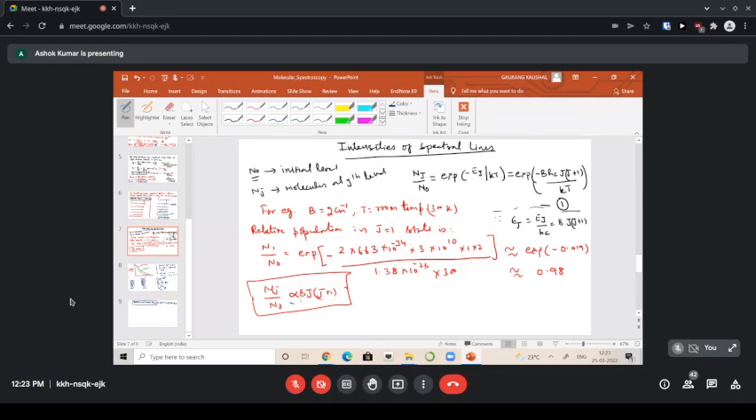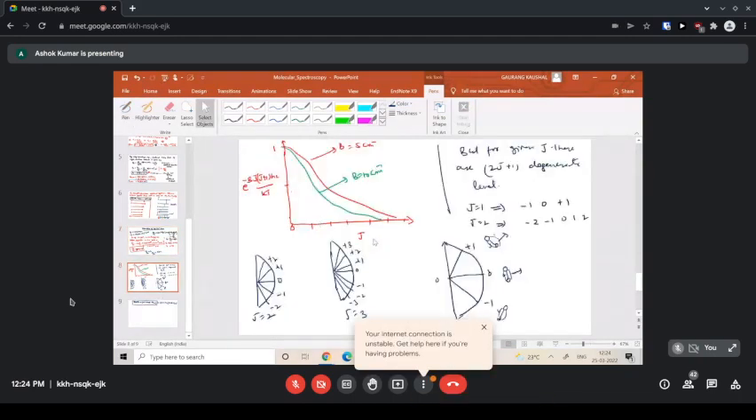But I have just written it in a simple, convenient manner, that nj upon n naught is proportional to b, and j upon n naught is proportional to j into j plus 1. Actually, it will be exponential. I have written it in simple language that it will depend directly on the b and j into j plus 1. This is in the context of this graph actually.